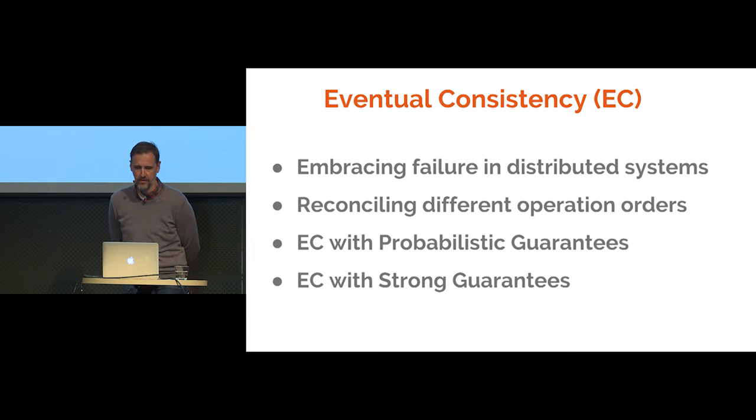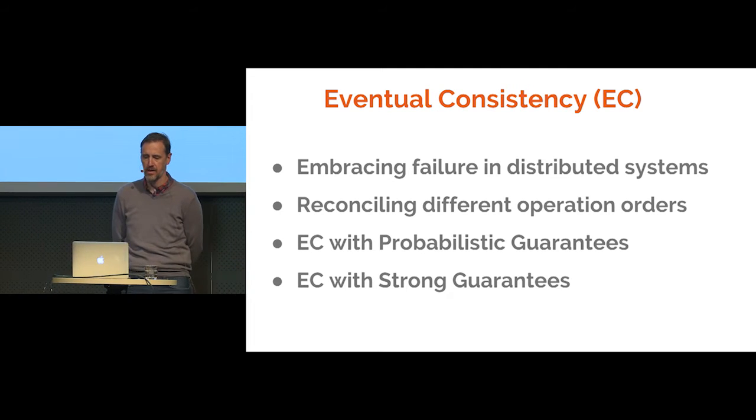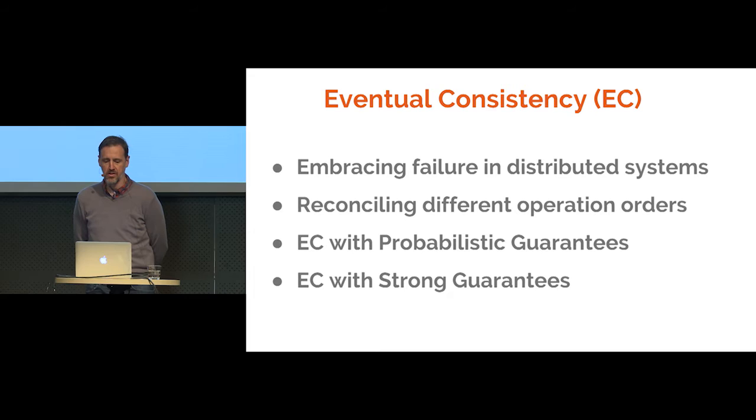So when we talk about eventual consistency, what does this mean? Really, what it means is embracing failure in distributed systems. We know we can't get an exact, consistent view of our data. Strong consistency is not possible. There's no way of doing that. So we're going to embrace the failure and say, you know what, we are going to have eventual consistency across our global cluster. So how do we reconcile this?